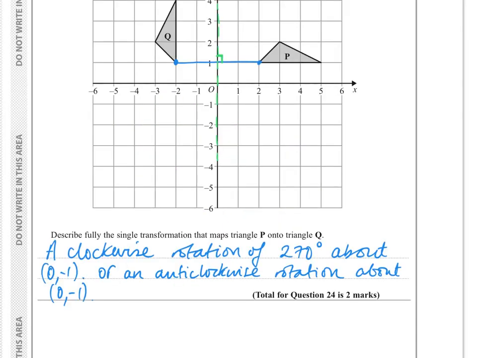And there's my explanation here. A clockwise rotation of 270 degrees about 0, -1, or an anti-clockwise rotation about 0, -1, and I should say 90 degrees.